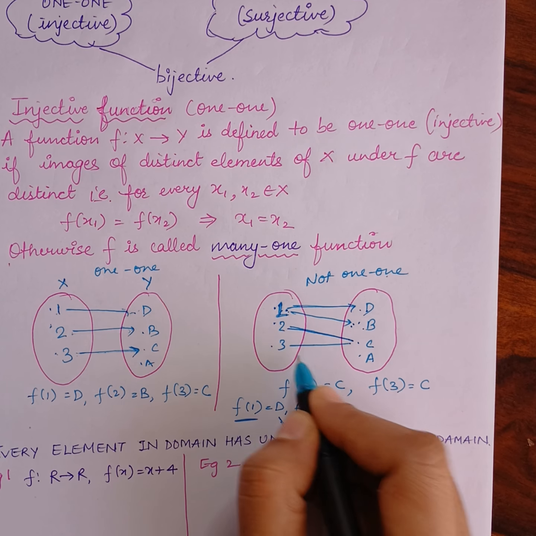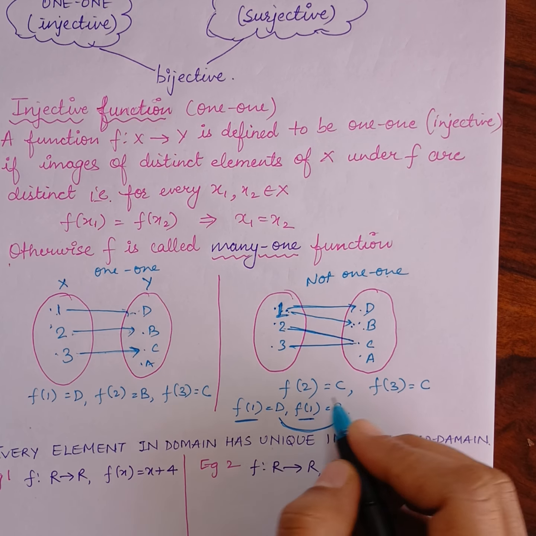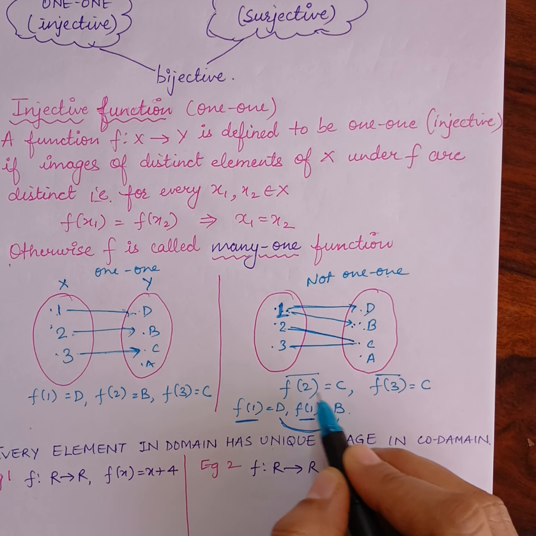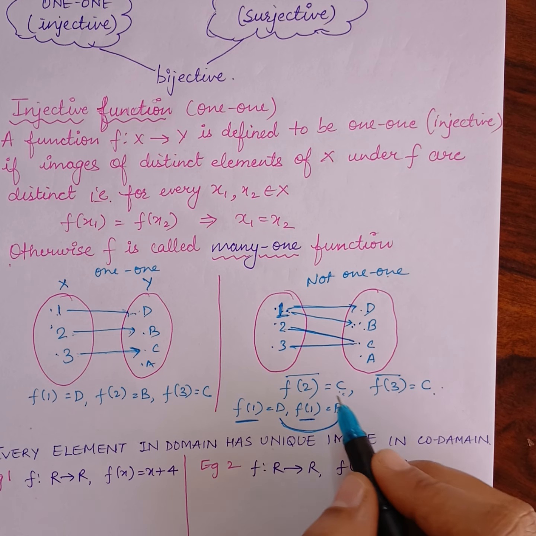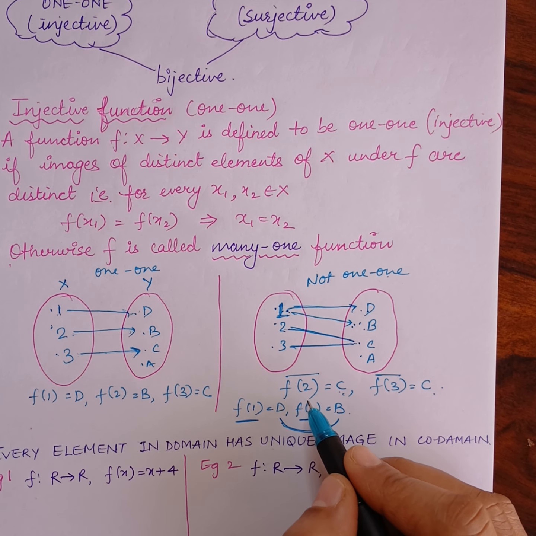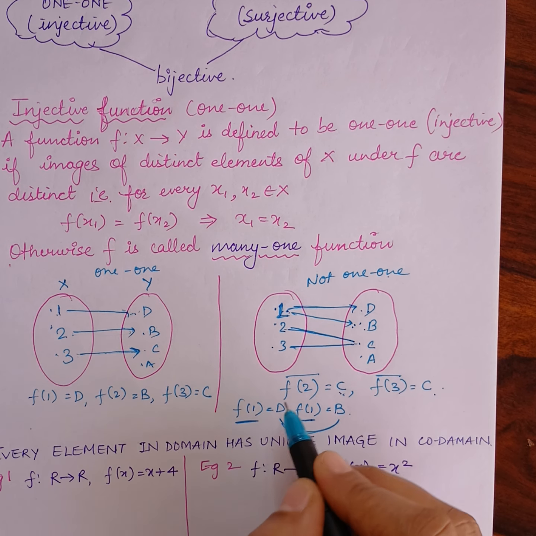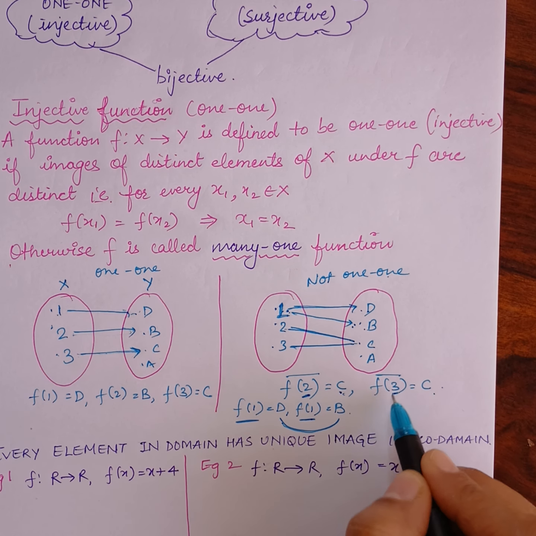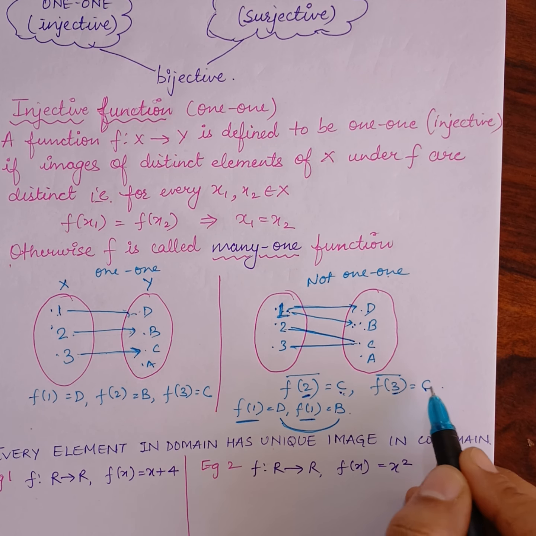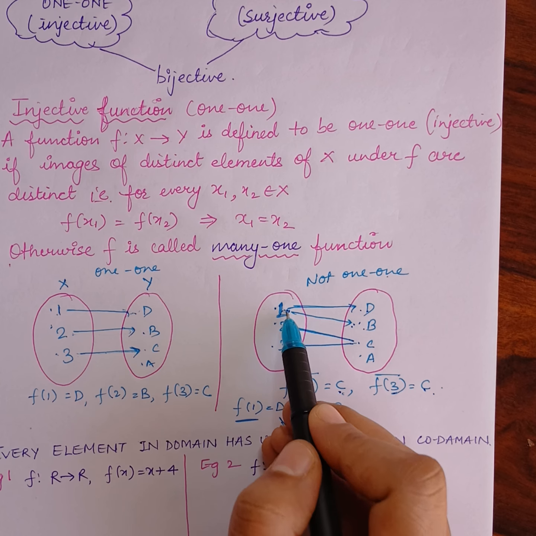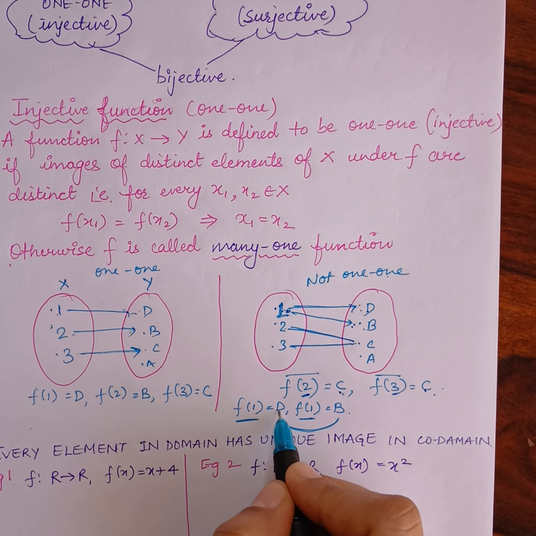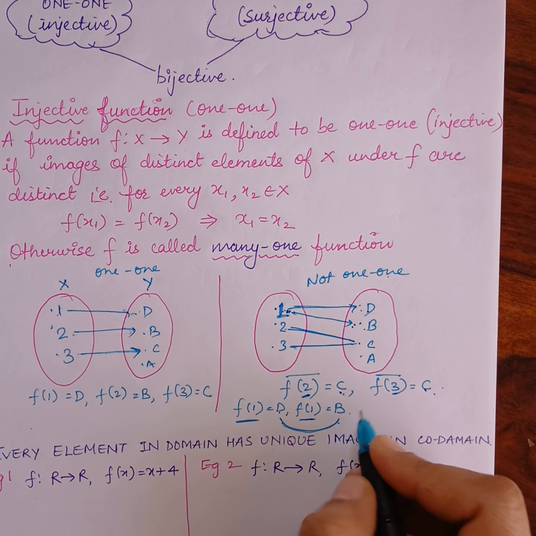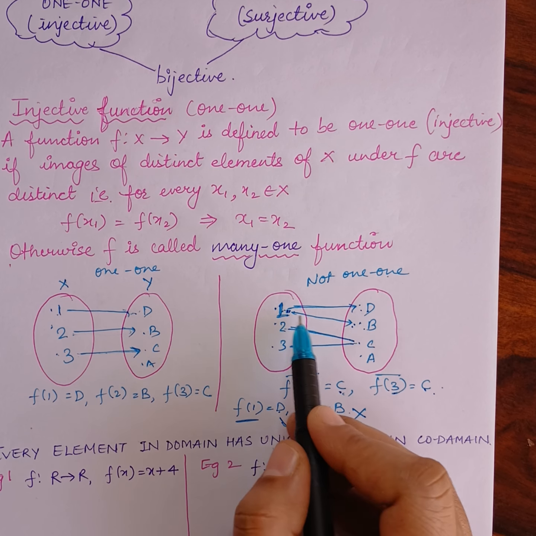But this can happen in a 1-1 function. This is valid in a 1-1 function because these are different elements, and they can have the same image. We should have a unique image for each element. Element 2 is having only a unique image which is C. Element 3 is having only one image which is C. Unique means only one image. But here element 1 is having two images, f(1) is D, f(1) is B. So, this is not a 1-1 function.